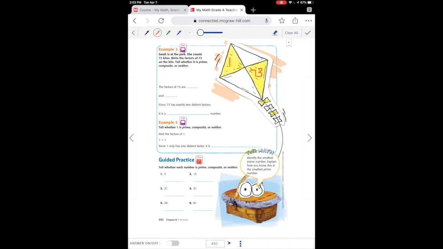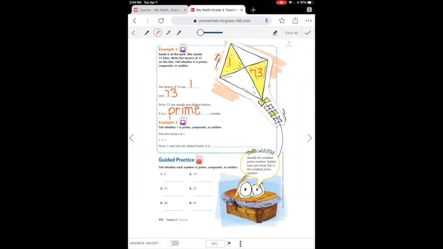No. So the only factors of 73 are 1 and 73. Since 73 has exactly 2 distinct factors, it is a prime number. It only has 1 and itself, so it is prime. If it had more than 2, it would be composite.